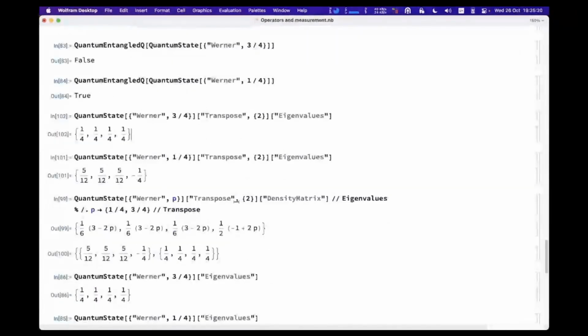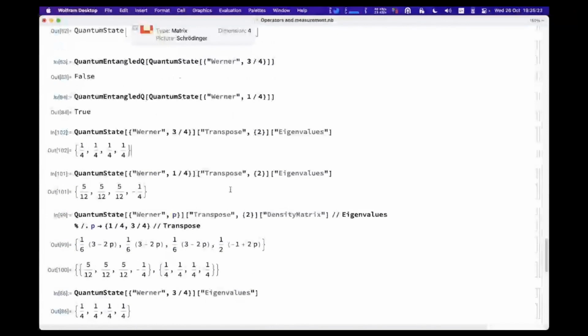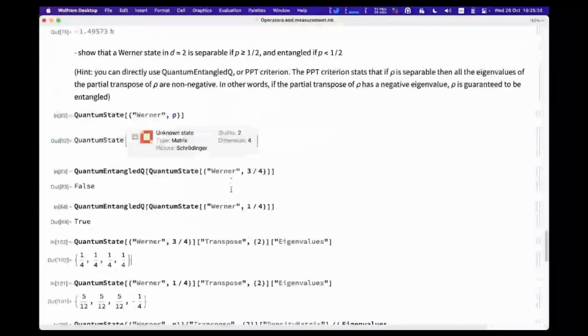Anyhow, I just wanted to say that when it is entangled, one of them is definitely negative. That's exactly the case that we have there. By the way, it's a one-way relationship, not the other way around. That was the part we were confused about. So if it is separable, then all of the eigenvalues are non-negative. If it is entangled, it is guaranteed that at least one of them is negative, which is what we are showing here. It's not the other way around.